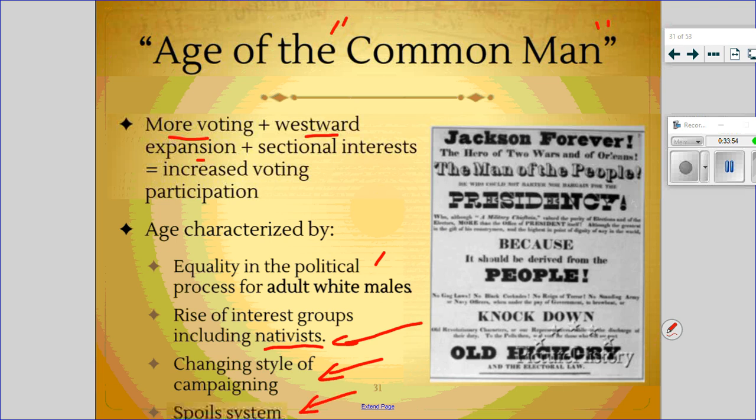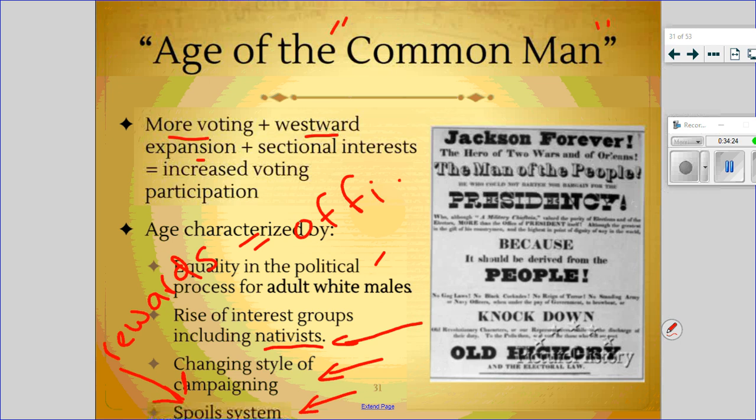And we also see the spoil system. When you think of the spoil system, think to the victor go the spoils. Spoils, this word right here, doesn't mean like it's all bad. Have you ever heard the phrase spoils of war? Spoils means rewards. So it's the reward system, the spoil system. What are the rewards? The rewards are offices.